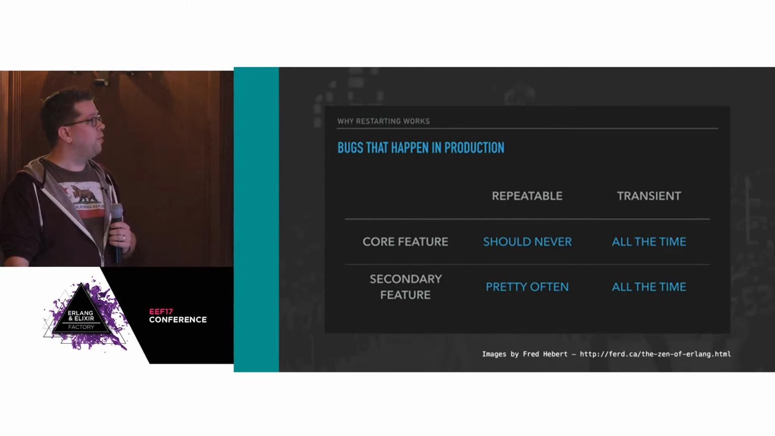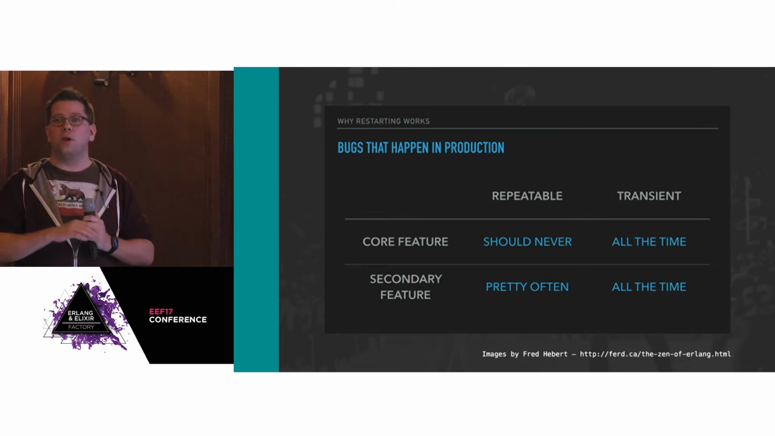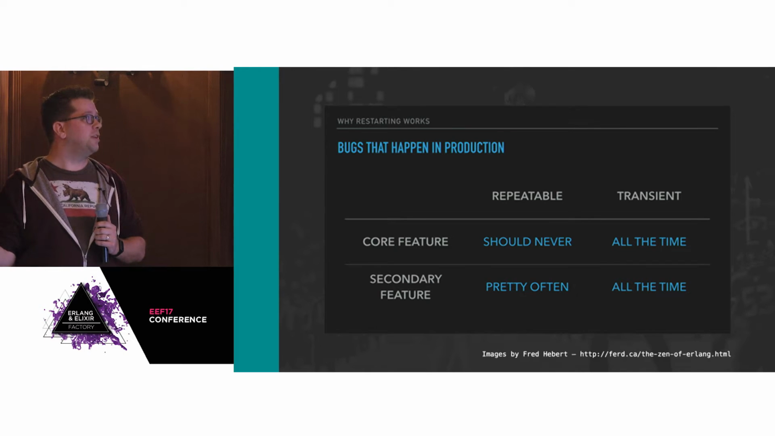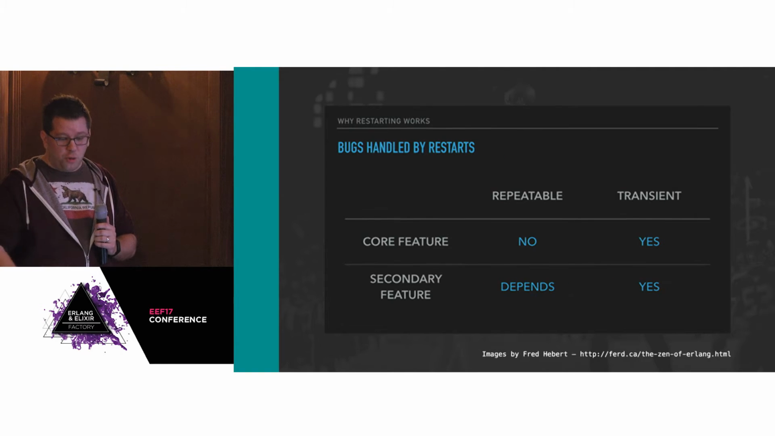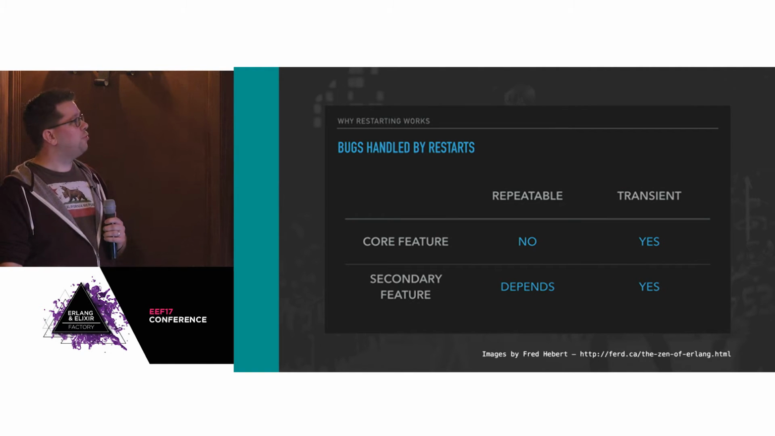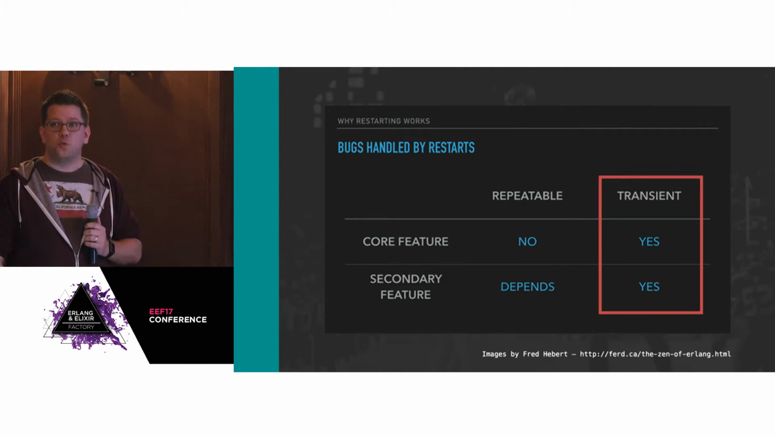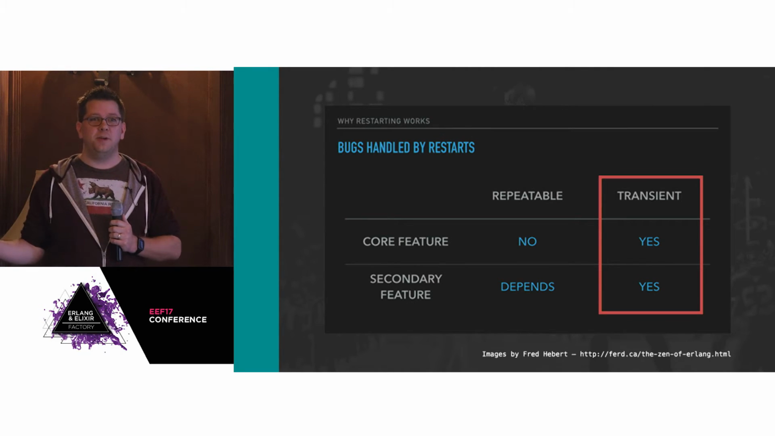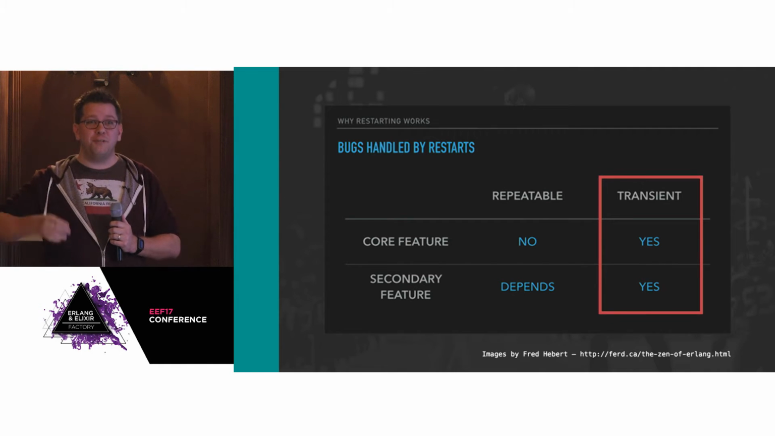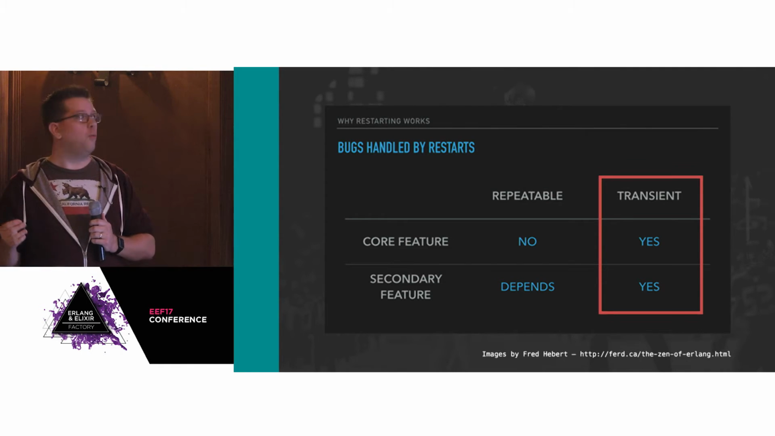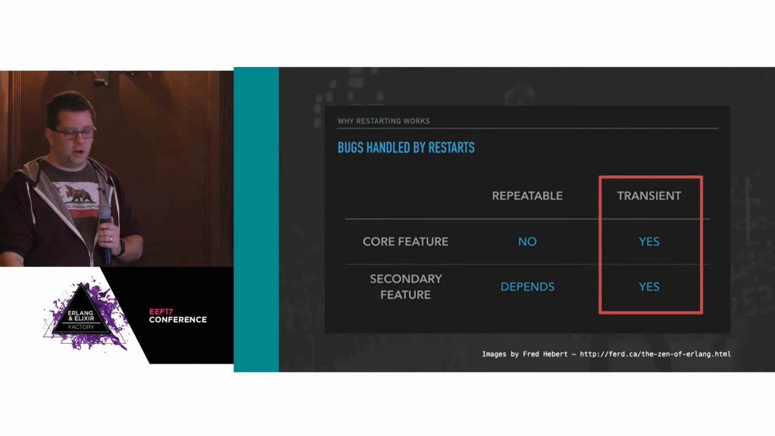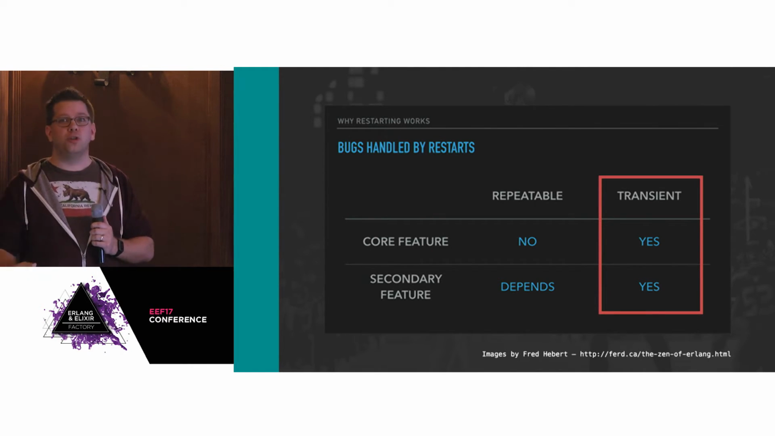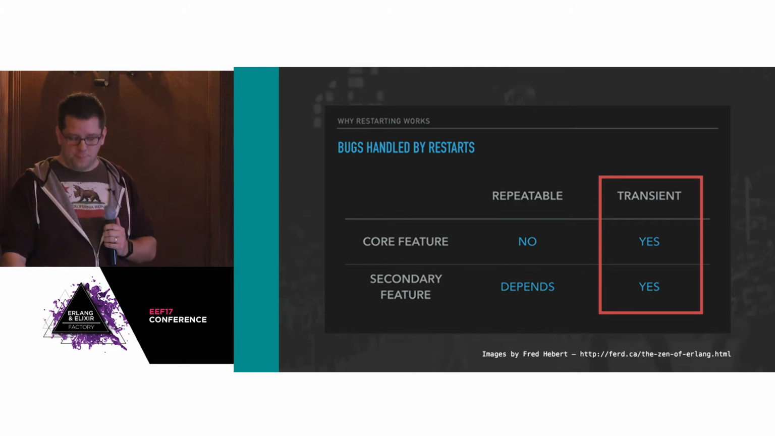The ones on the right, though, the transient bugs, those happen all the time in production because they're hard to detect. They're hard to find. The great thing, though, bugs that are handled by restarts, not really the repeatable ones, but the transient bugs, restarting that part of the app fixes that problem. So we have these kinds of bugs that are hard to find and hard to detect before they get to production, but restarting usually is a way to fix that bug.